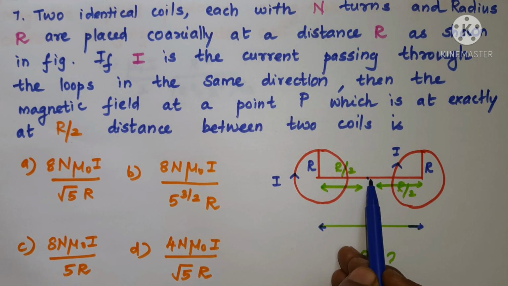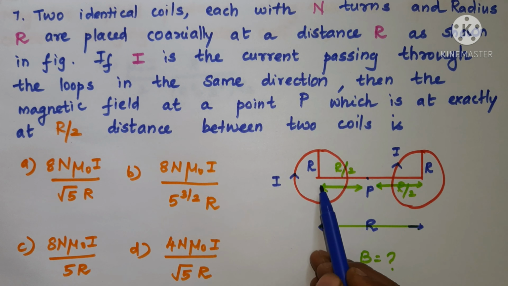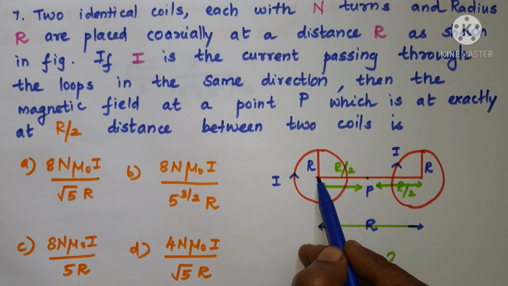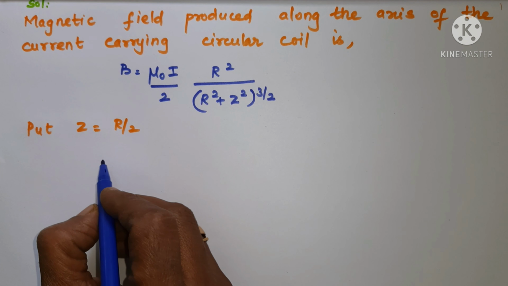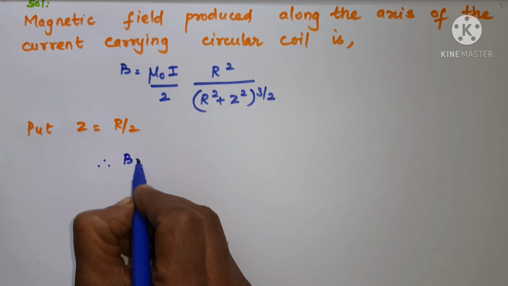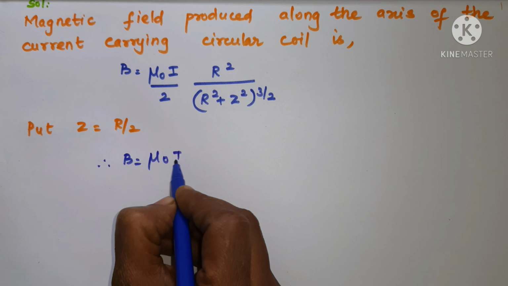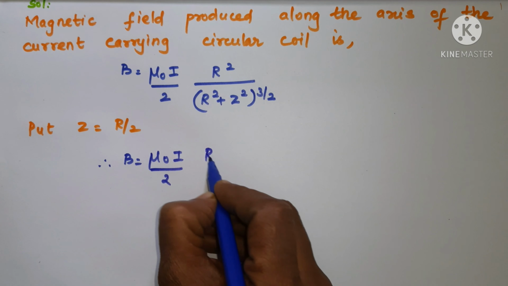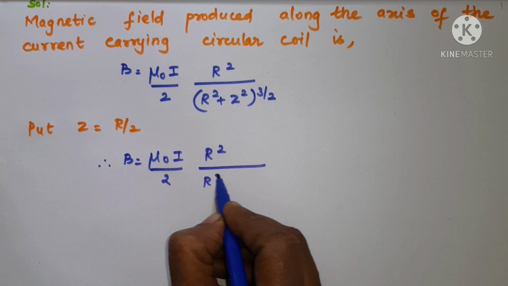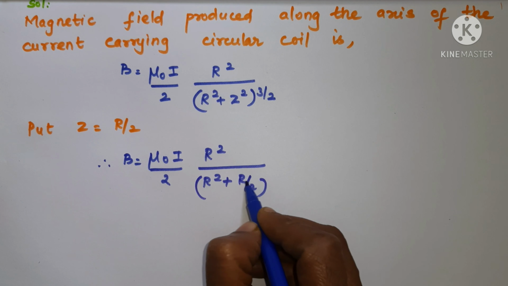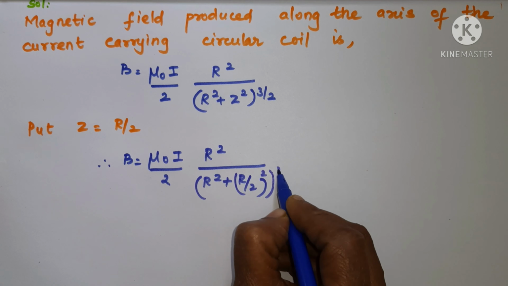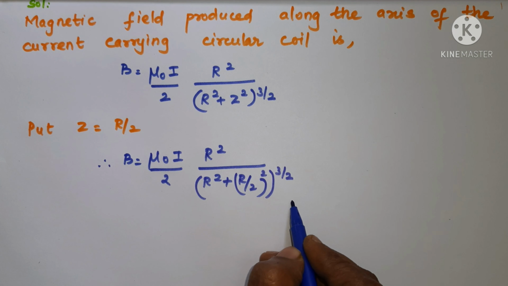But in this diagram to the question, we have the distance between the center and the point P, it is r by 2. Therefore, we have B is equal to mu naught I by 2 into r square divided by r square plus r by 2, the whole square, to the power 3 by 2, like this.